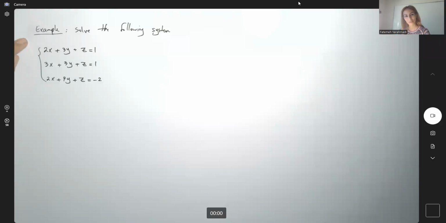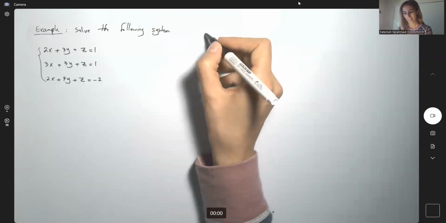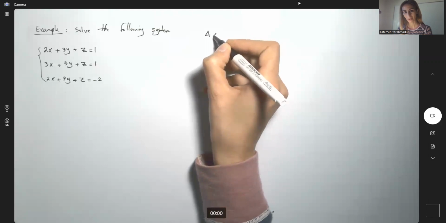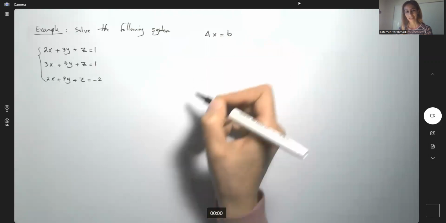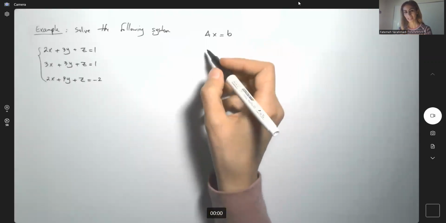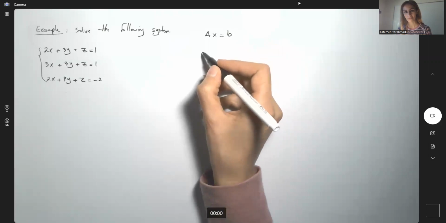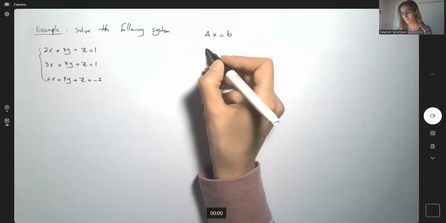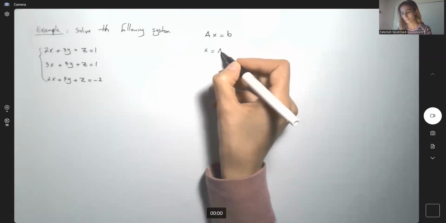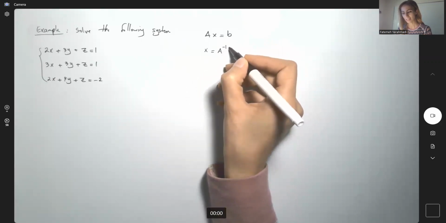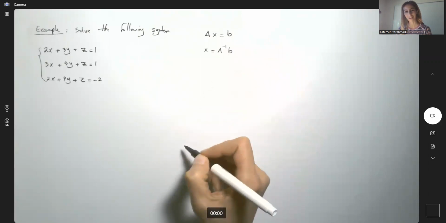Suppose I ask you to solve the following system. To learn about inverse of matrices, and we're going to apply that. If you have a system of linear equations, AX equals B, and if your matrix A is an invertible matrix, then X is equal to the inverse of A times the column matrix B.